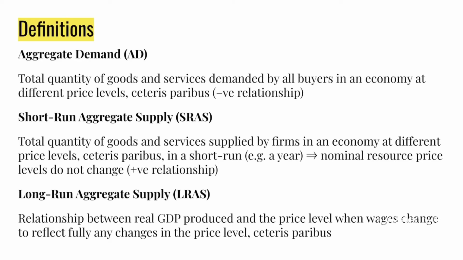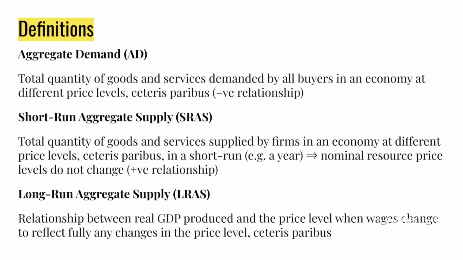Aggregate demand, AD, is the total quantity of goods and services demanded by all buyers in an economy at different price levels, ceteris paribus, and it has a negative relationship. The short-run aggregate supply, SRAS, is the total quantity of goods and services supplied by firms in an economy at different price levels, ceteris paribus, in the short run, for example, a year.